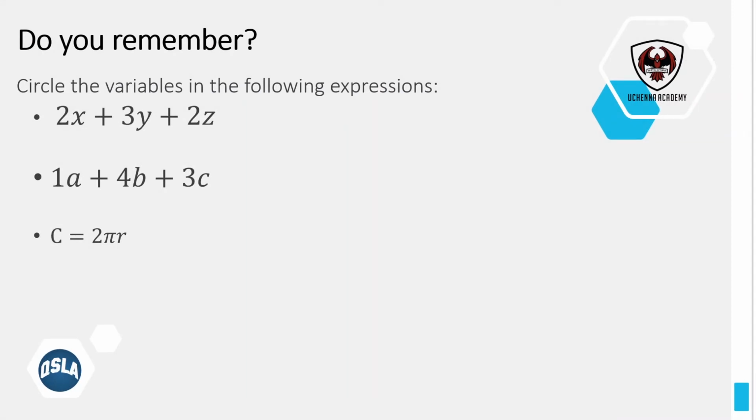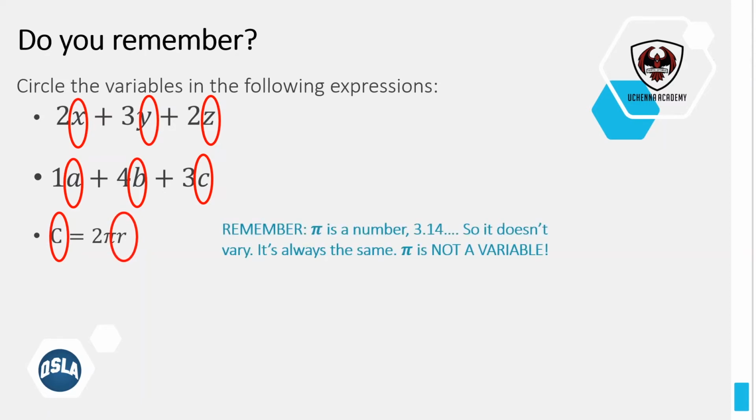Circle the variables in the following expressions. And again, try and pause the video here and answer these questions. We will go ahead and show you that X, Y, and Z are the variables. A, B, and C are the variables in the second one. And in the third one, there's a trick. C is a variable, R is a variable, pi is not a variable, it's a number. It never varies, so it is not a variable.